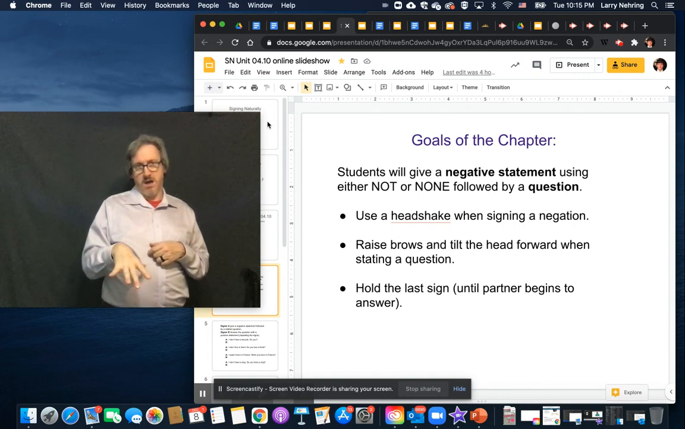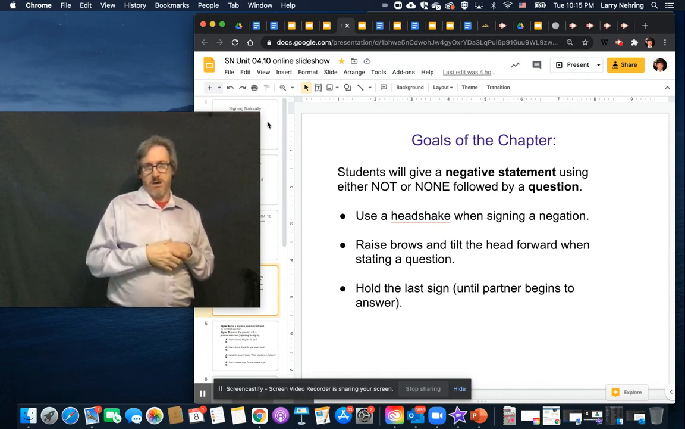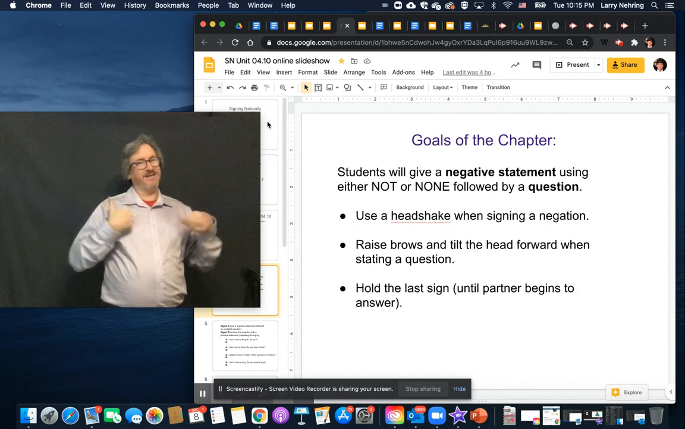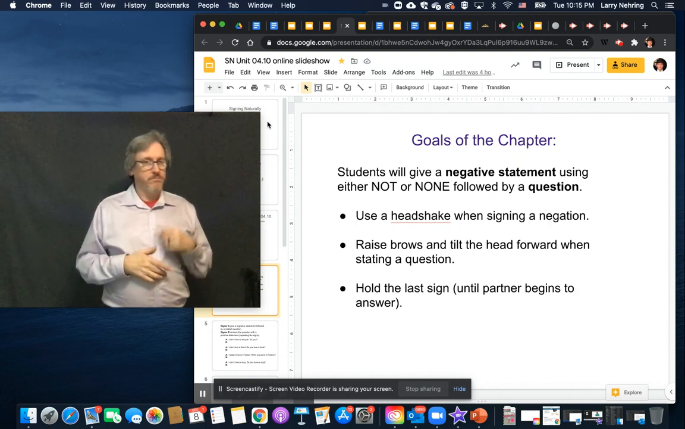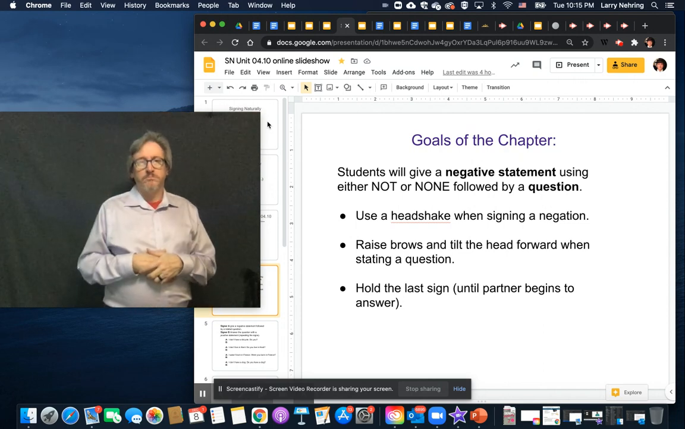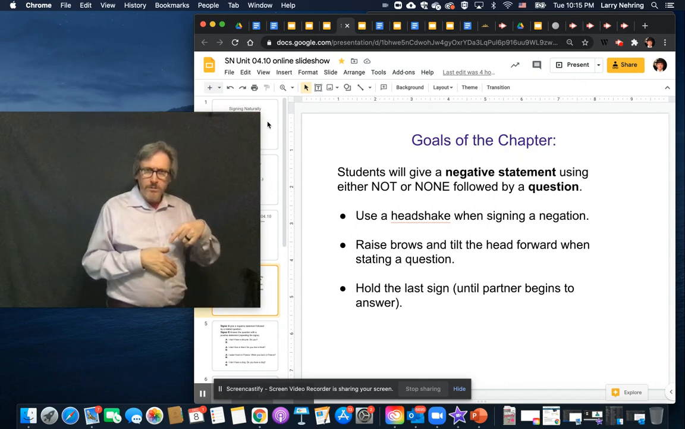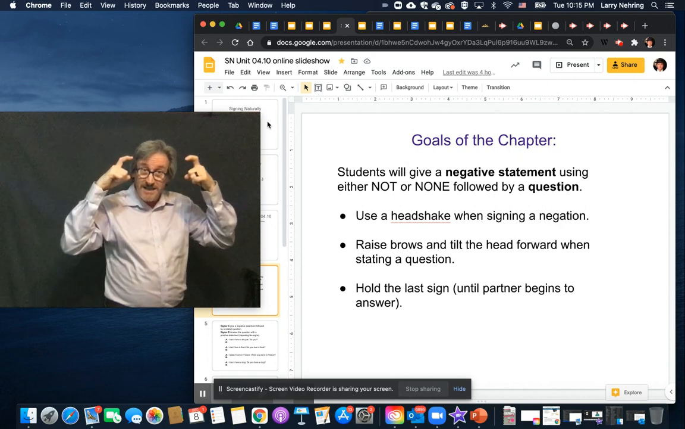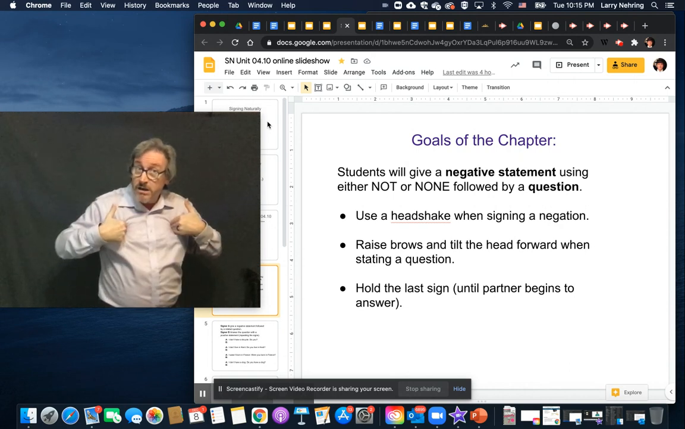I don't like, not like, or no motorcycle. I don't have a motorcycle. Getting used to shaking your head appropriately. Question, right? Raising your brows and tilt your head forward if you're asking a yes, no question. Do you have that? No.